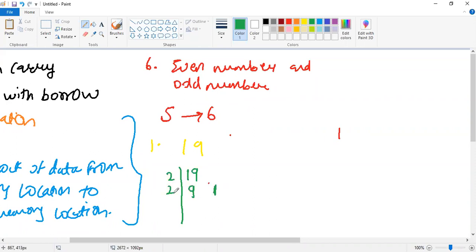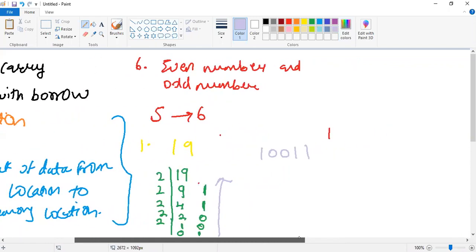Now again we have to divide by 2. 2 4s are 8, the remainder is 1. 2 2s are 4, the remainder is 0. 2 1s are 2, the remainder is 0. 2 zeros are 0, the remainder is 1. Now we have to take it in reverse format this way. So this will be 1 0 0 1 1. I hope you get this.